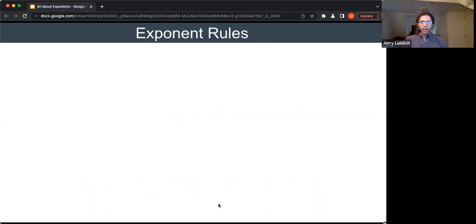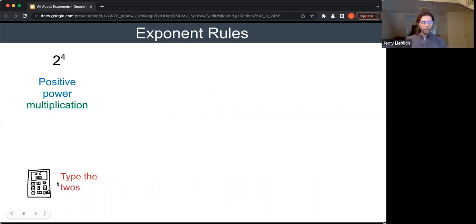So our exponent rules. First one is the basic one that we just looked at, right? That something to a power is just repeated multiplication. And my calculator can do this. It's a little bit annoying, right? Because on the test, you don't have an exponent button. So you're going to have to do 2 times 2 times 2 times 2 to get our answer. But that's kind of the simplest version of this.